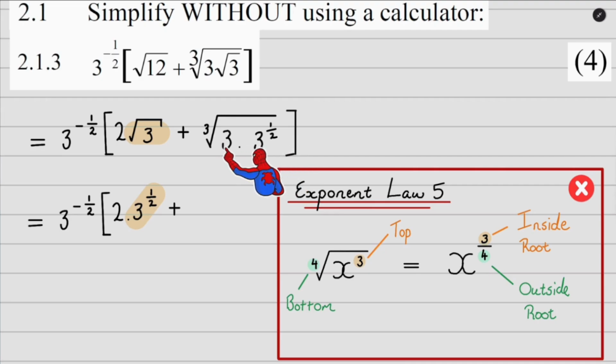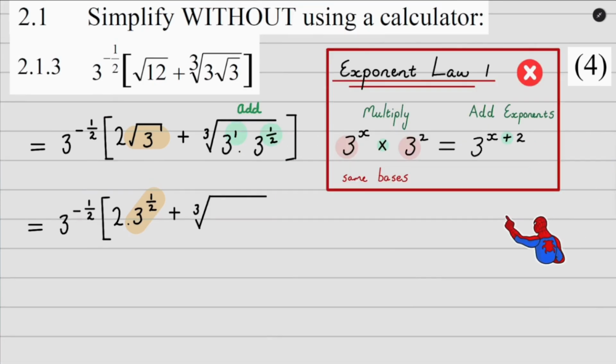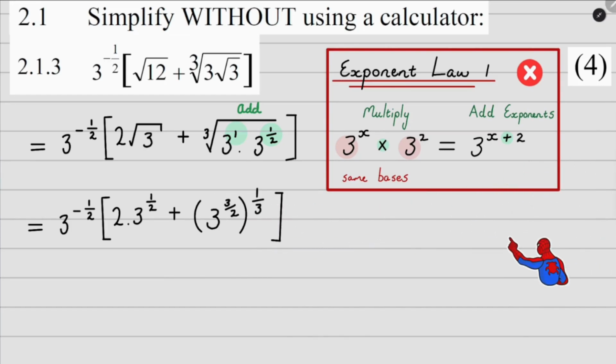Okay, now over here, I see I'm multiplying like bases, and this one doesn't have an exponent, so I assume it's 1. So we're going to be using exponent law 1 over there. If I'm multiplying like bases, I add the exponents. 1 plus a half is 1 and a half, also known as 3 over 2. And while we're here, I want to change this cube root. So how I change that is I wrap this in a bracket, and then I change it to the power of 1 over 3, just like this. And now we are starting to get somewhere. Now there are no more surds. What a dream. Okay, so let's simplify what's on the inside of the bracket first.